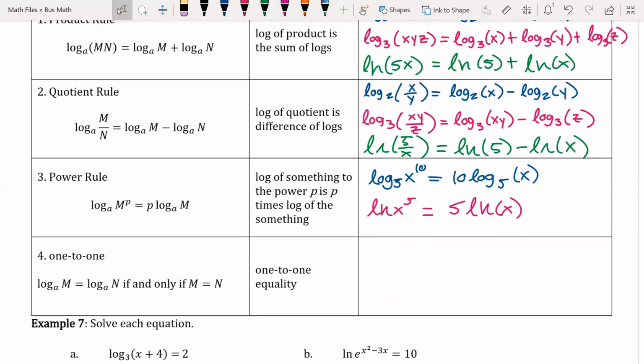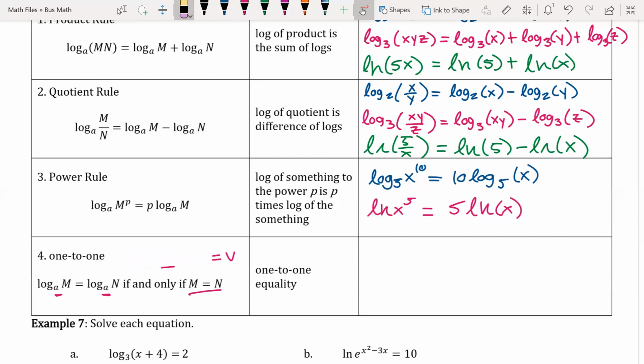Okay. And then the last property is called the equality property. So remember that exponential functions and logs are inverses of each other. So last class, we learned about the exponential equality property, where it said a to the u equaled a to the v. If the bases are the same, then u equals v. Well, the same goes here for logs. If log base a of m equals log base a of n, if the bases are the same, then m will equal n.